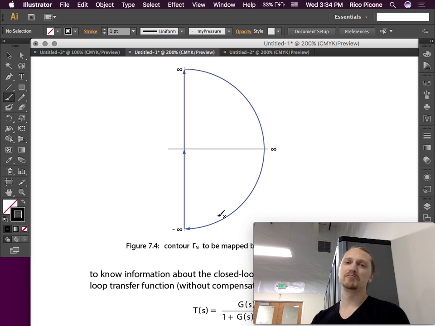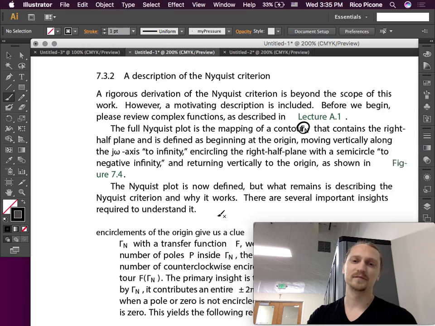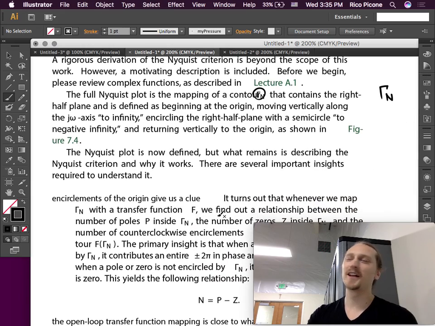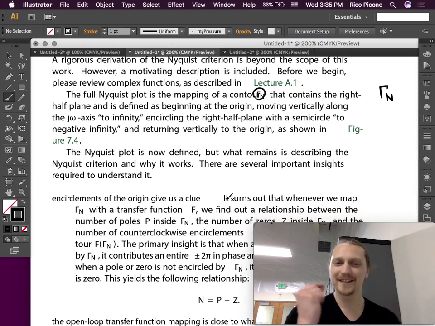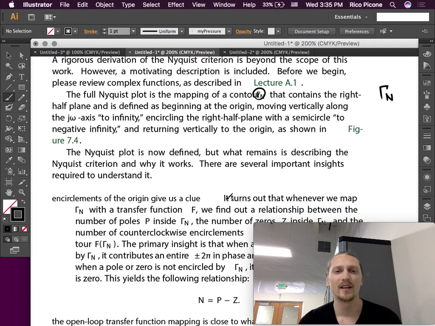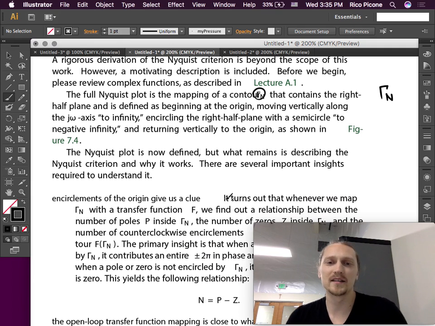So that's why we did all of this work, to get to the point where we could map a contour, so we could do this step. I know, it's a lot of building up just to get to this step, but the Nyquist plot is now defined. What remains is describing the Nyquist criterion and why it works. There are several important insights required to understand it, and we're going to go through these insights one by one.